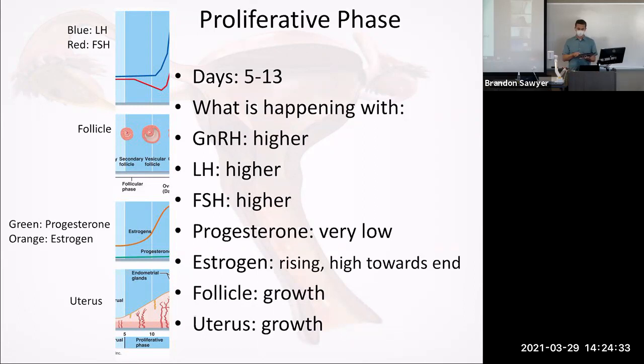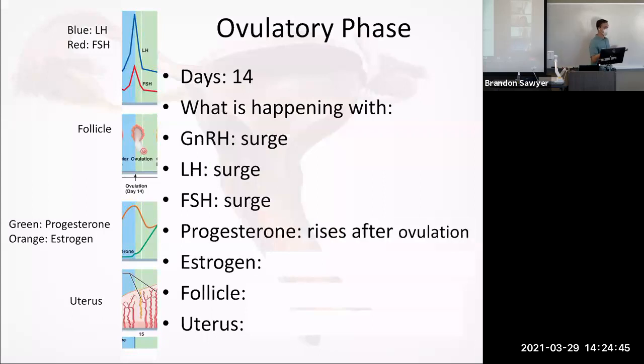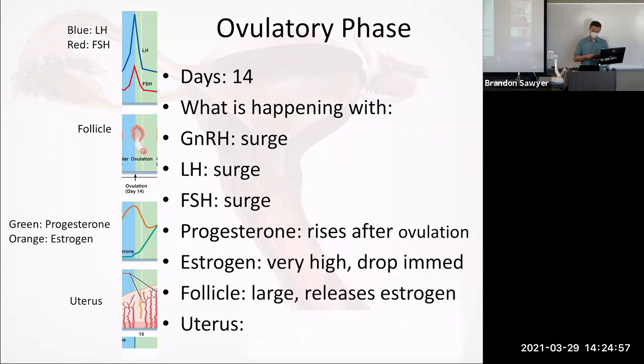So next we're going to move right into ovulation. This is right at day 14, right? These 3 hormones are surging. We get that surge because of the positive feedback from estrogen. Progesterone is going to rise immediately after ovulation, not during ovulation, but immediately afterwards. Estrogen levels are as high as they're going to be, and then they're going to drop immediately after ovulation. The follicle here is as large as it's going to be, and it's releasing a lot of estrogen.